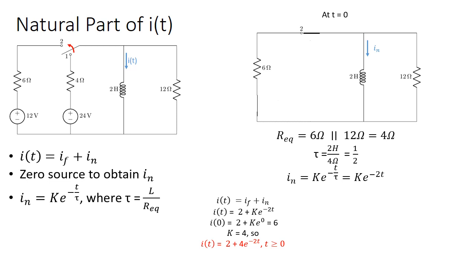And then to find the natural part of the current, we zero the source, which is what we did here. We took the 12-volt source and turned it into 0 volts, which turned it into a short circuit. And then we evaluate the circuit, knowing that the natural part of the response has this form, k e to the minus t over tau. So putting those two pieces together, we then get the complete expression for I of t.